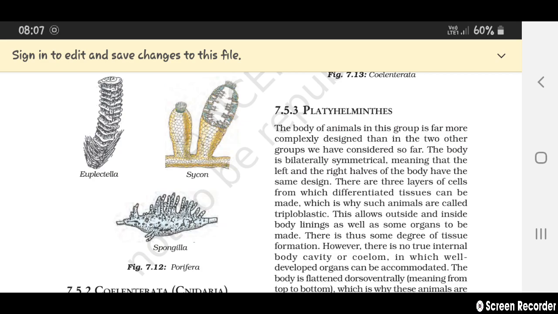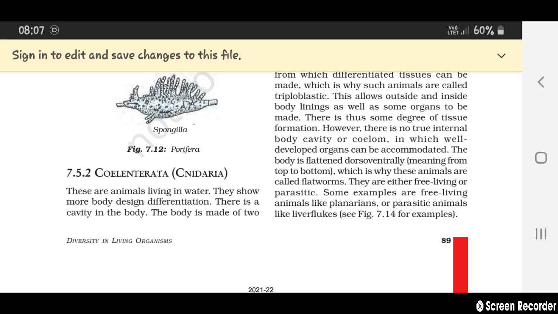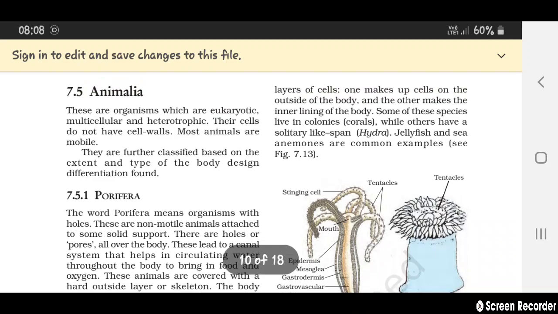Next is Coelenterata, that is Cnidaria. These are animals that live inside the water, and they show more body design differentiation. There is a cavity in the body, and the body is made of two layers. So their body is made up of two layers of cells.